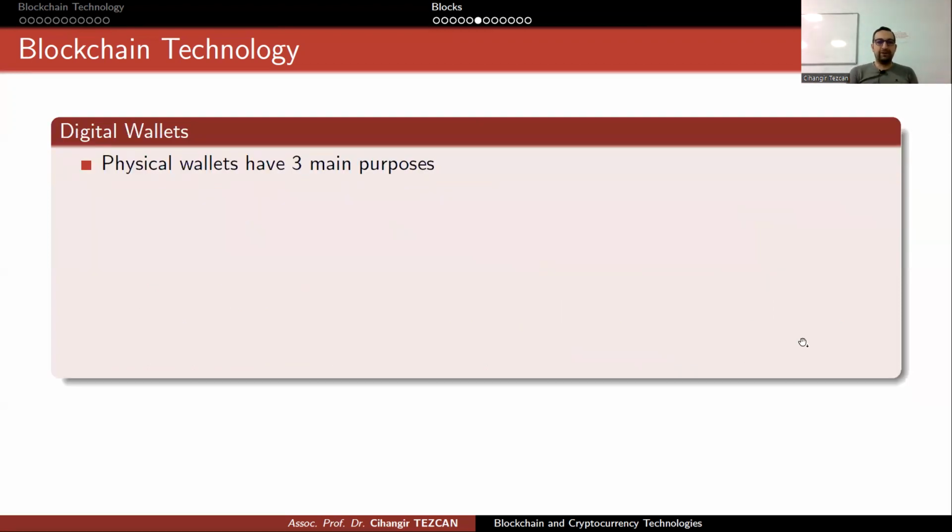Yes, digital wallets. This is important because people say that digital wallets are the digital analog of physical wallets, right? Hence the name. But let's look at what physical wallets do. They have three main purposes. You store cash in it, right? You remove cash from it when you pay. And when somebody gives you some money, you put it there, right? You receive the cash. So it stores, gives and receives, right?